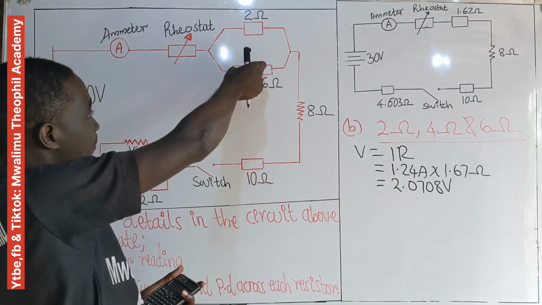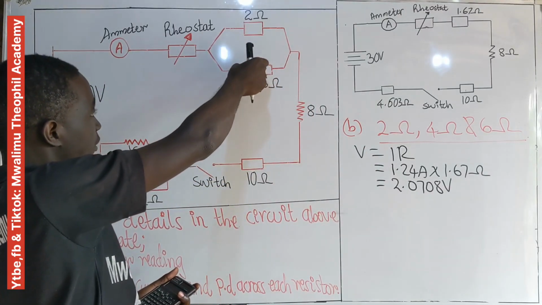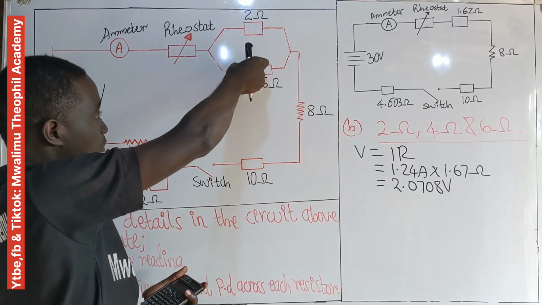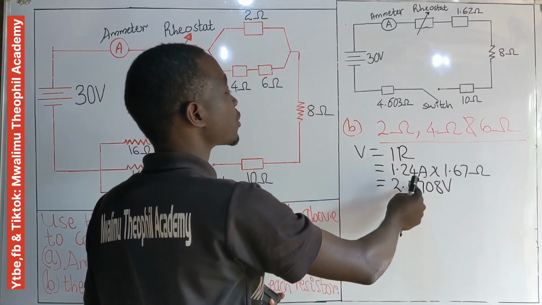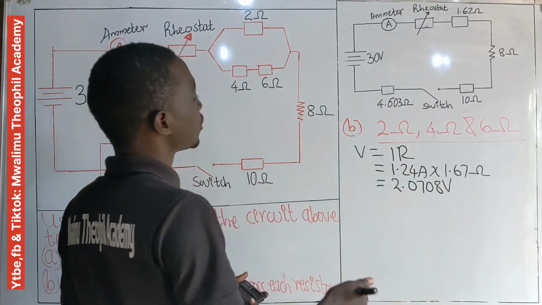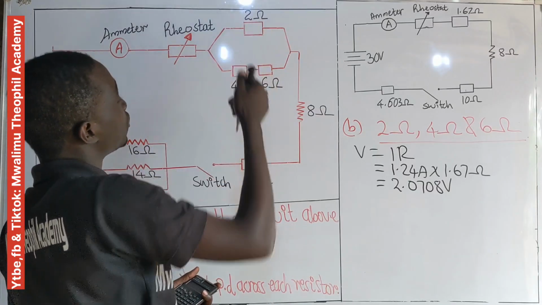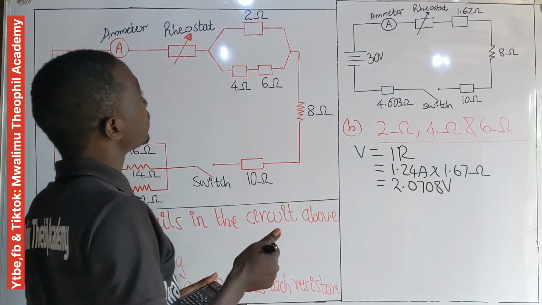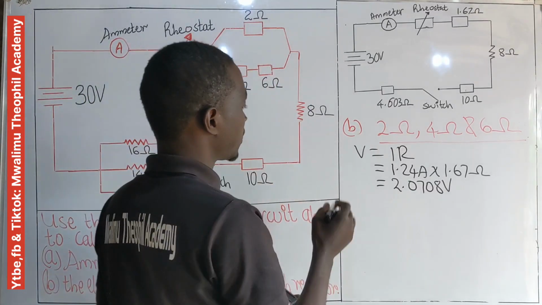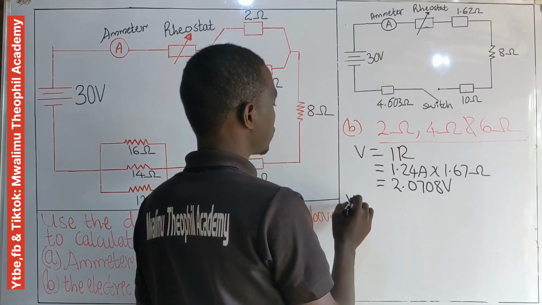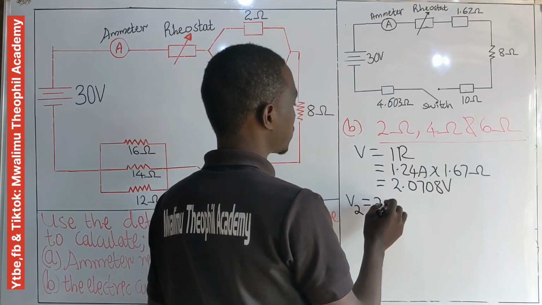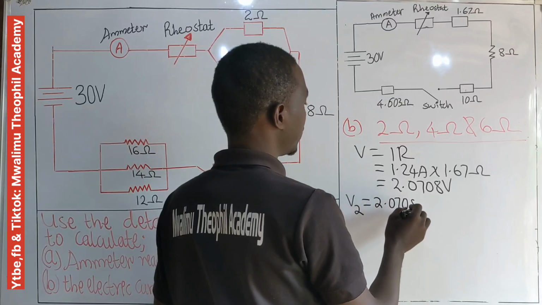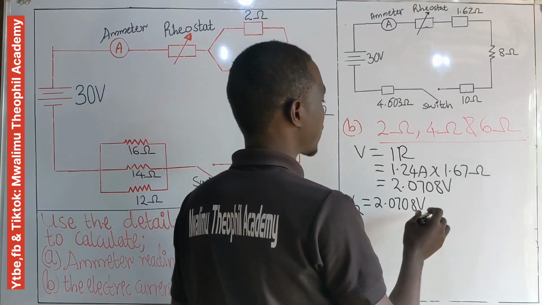At the same time, when you combine the 4 and 6 to make 10, the potential difference across the 10 ohm resistor will be equal to 2.0708. So, starting with the 2 ohm resistor, it means that V2, its potential difference, will be equal to 2.0708 volts. What about its current?